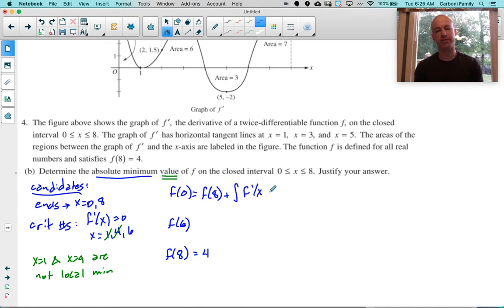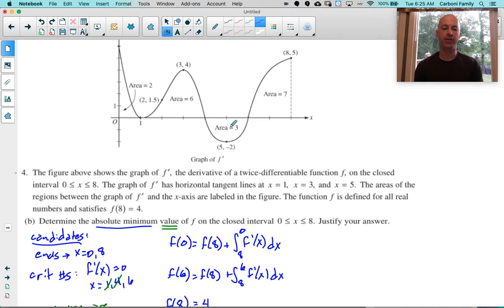Now, here's where you have to be careful. They gave us the far right endpoint. We will need to go from right to left. So f of 0 is f of 8 plus the integral from 8 to 0 of f prime, and then f of 6 is going to be f of 8 plus the integral from 8 to 6 of f prime. And these are going to be fairly easy antiderivatives to evaluate because they are measures of area, and they gave you the areas right here.